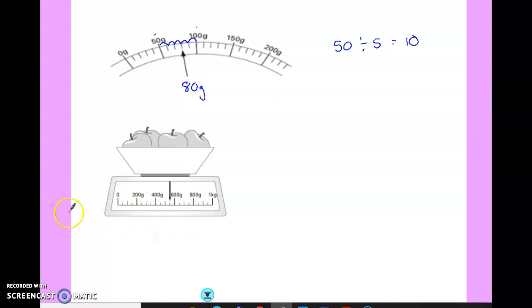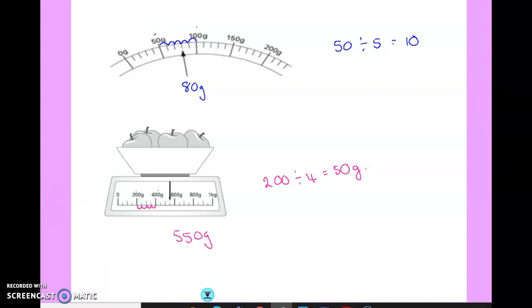This one down here then, I'm looking at the number of spaces again. 1, 2, 3, 4, and it jumps by 200. So 200 divided by 4 would be 50. We're in grams again. So each space is 50. So we go 400, 450, 500, 550 grams for that one.